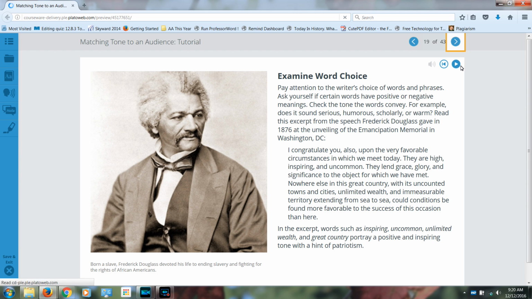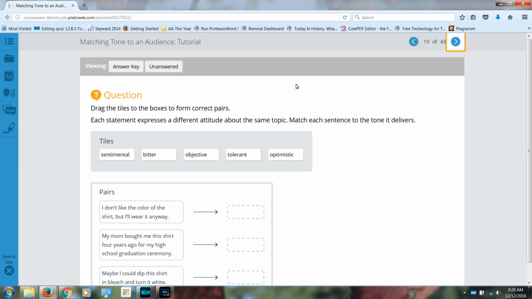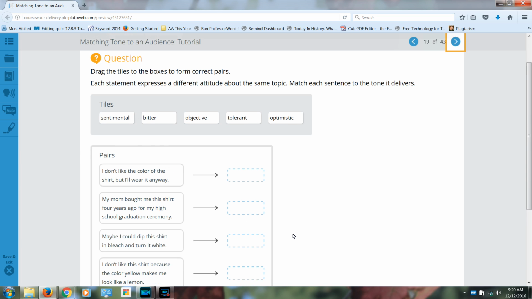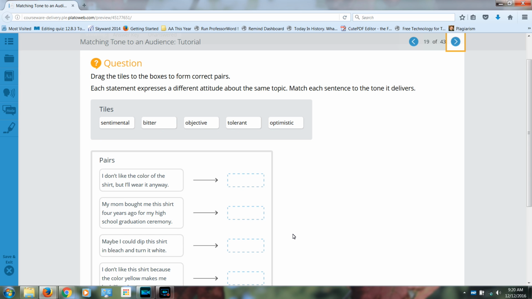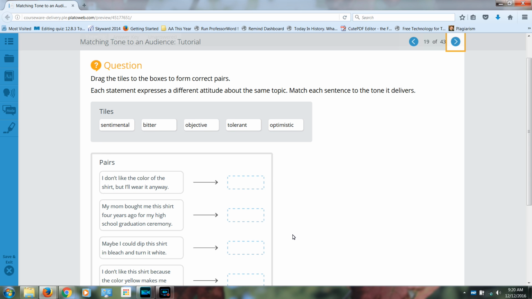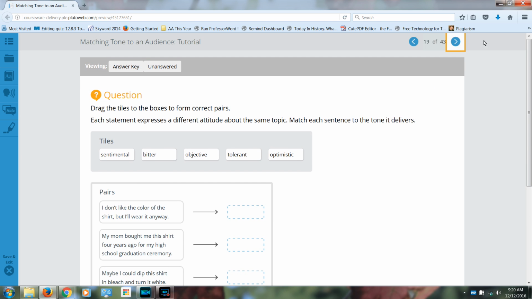Okay, so here we're dragging the tiles. I don't like the color of his shirt, but I'll wear it anyways. How does that person feel? A couple of different items that we can use there. No, I'm not giving you the info.